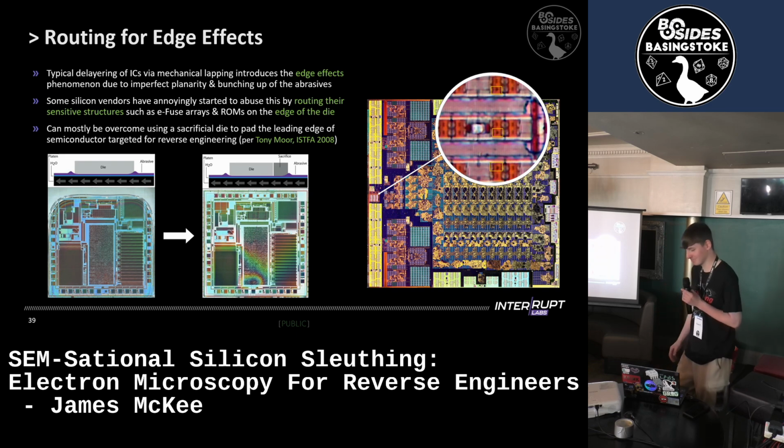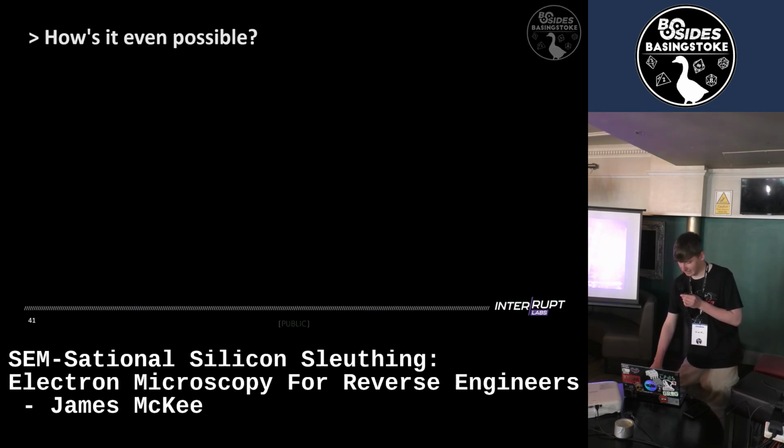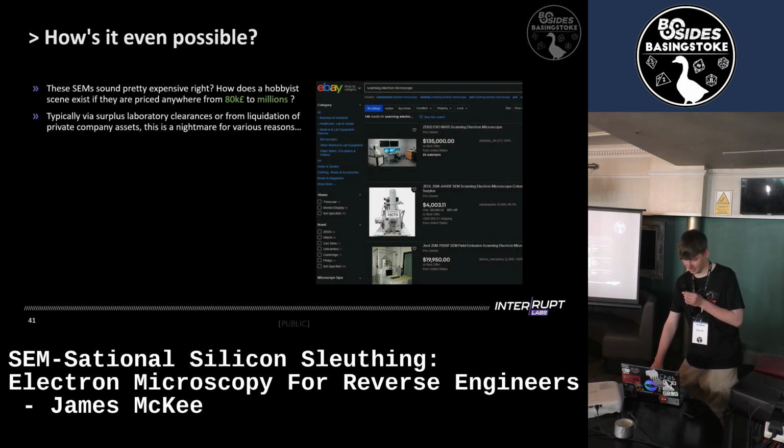They're all pretty useless. So all of these SEMs sound pretty expensive, right? Like a baseline one would be £160,000. That's before pouring in precursor gases. How do you do this as a hobbyist? Is it even feasible? You'd be surprised.